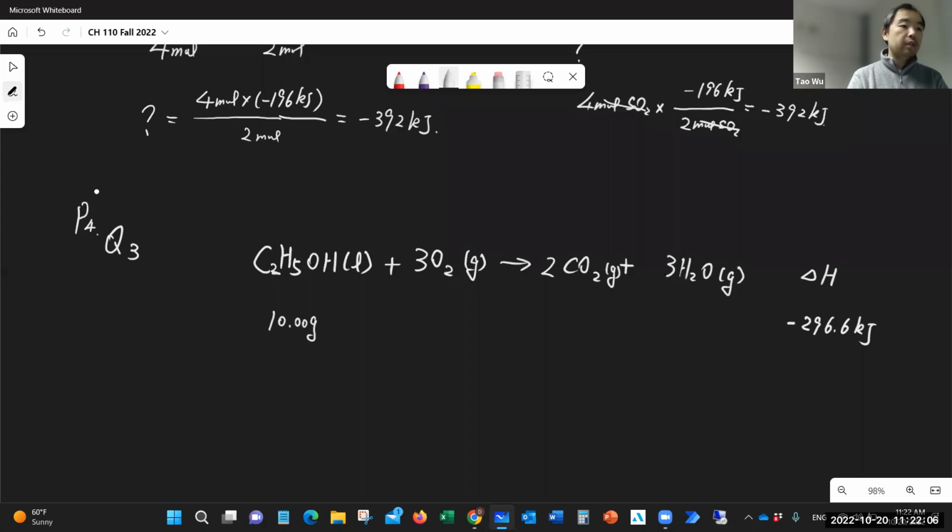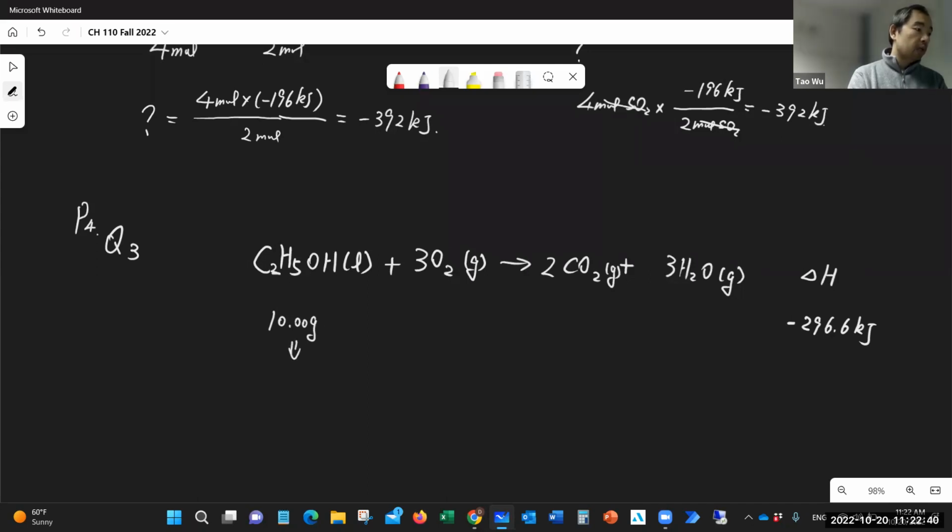But how much heat is this? This is not for 1 mole, you see? We are using 10 grams of the ethanol and we produce that much heat. In other words, this much heat is not from 1 mole of ethanol, it's from 10 grams of ethanol. So first of all, we need to figure out how many moles of ethanol produce that much heat, because here we all talk about moles, we're not talking about grams. So first you're going to convert that to moles.